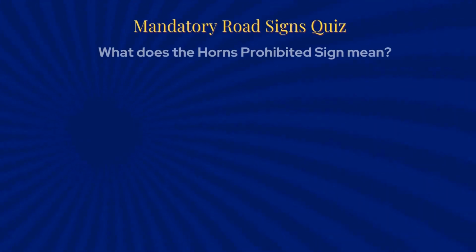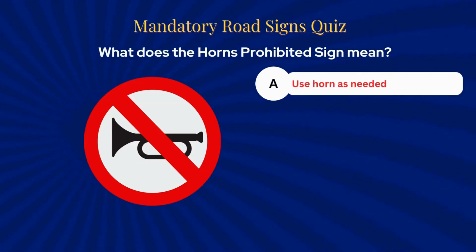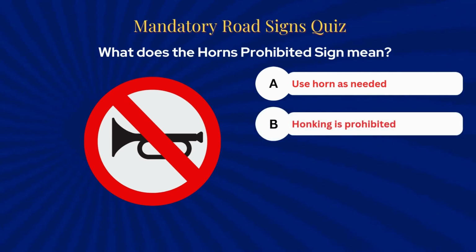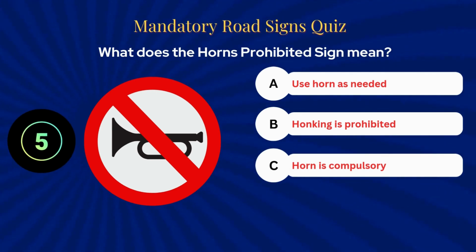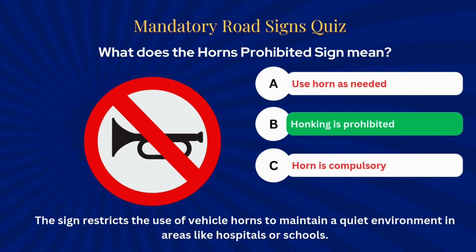What does the horns prohibited sign mean? Options are use horn as needed, honking is prohibited, and horn is compulsory. Answer is honking is prohibited. The sign restricts the use of vehicle horns to maintain a quiet environment in areas like hospitals or schools.